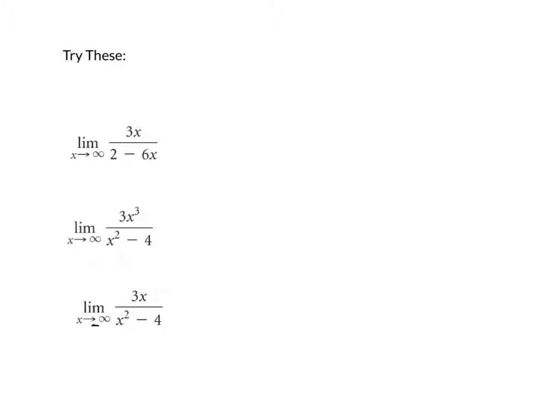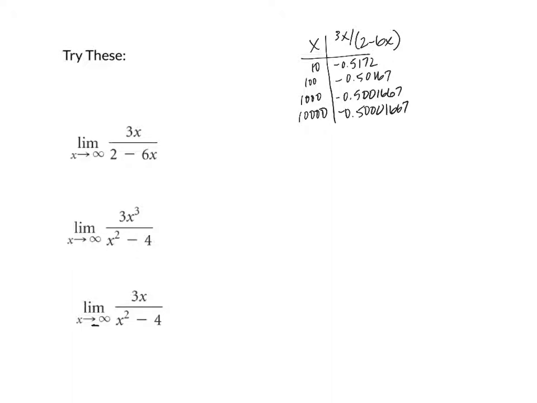You can't approach infinity from two directions, right? So you only really need to do one table. So go ahead, and for the first one, I'm going to make a little table up here. Start at the top, and we've got our 10, 100, 1,000, 10,000, and make sure we put this into our calculator as 3x divided by parentheses 2 minus 6x close parenthesis. Okay, so I'll wait for you. Go ahead and hit pause, check this out, and see what you get as an answer.